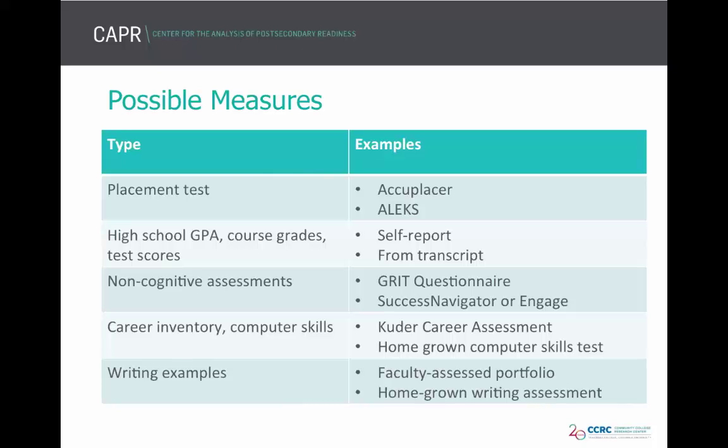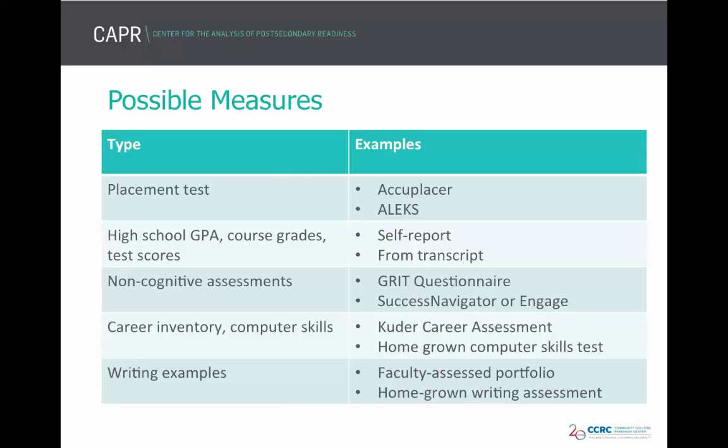Non-cognitive assessments are being tried in some places. A couple of examples are the GRIT, which is an 8 or 12-point questionnaire that can be integrated into an existing placement test. And some are experimenting with longer, more complex assessments that provide more information. And then in some cases, computer inventories and computer skills are being assessed. Career inventories are less common. Writing examples are fairly common.